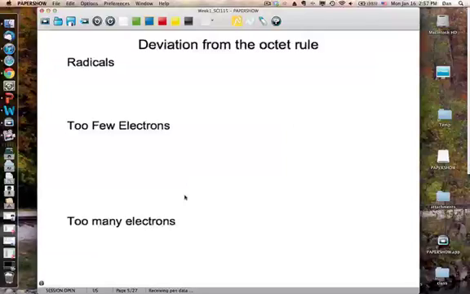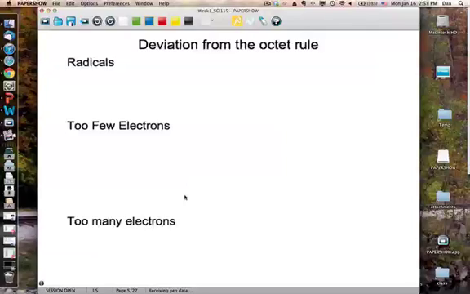In other cases, we'll find elements, particularly things like aluminum and boron and gallium, that deviate from the octet rule. They're perfectly happy having 6 valence electrons. Boron in particular doesn't really need all 8. It's very happy with 6. And the reason for this is it's small. And there's a couple of exceptions to this. Almost the most common one that we're going to see is when things have too many electrons. That is, they have greater than 8 valence electrons.